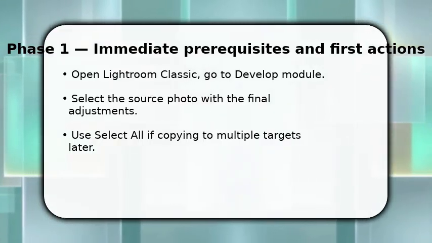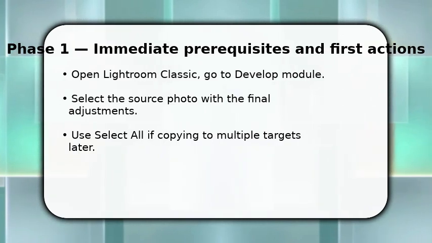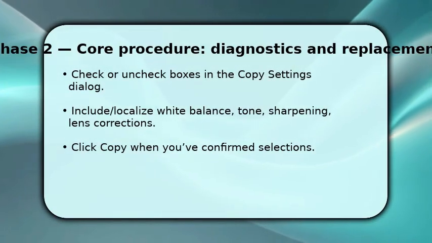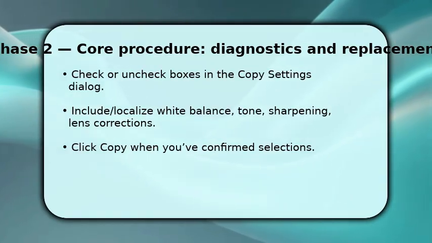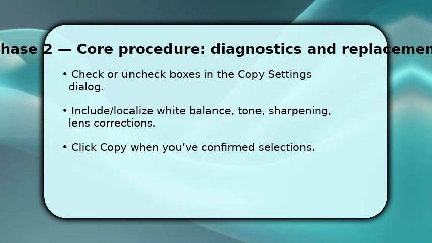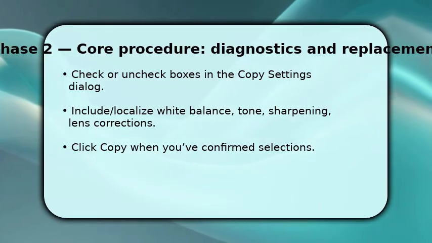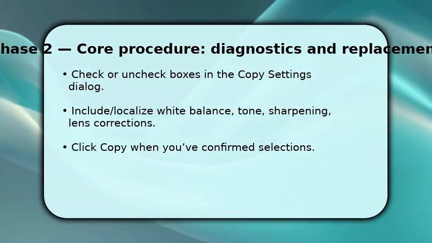Now, meticulously choose which settings to transfer. You'll see boxes for white balance, tone, presence, detail, and lens corrections. Include or exclude each based on the result you want. Once done, hit Copy. That places the edit on the clipboard in Lightroom.